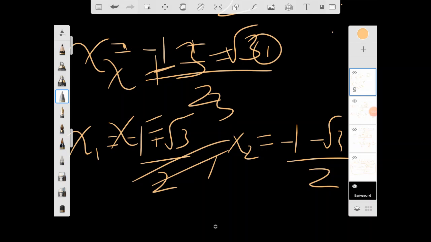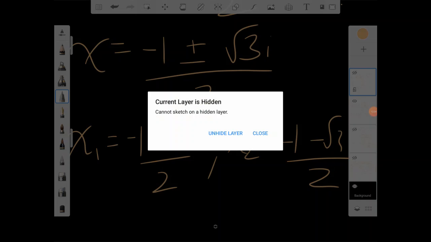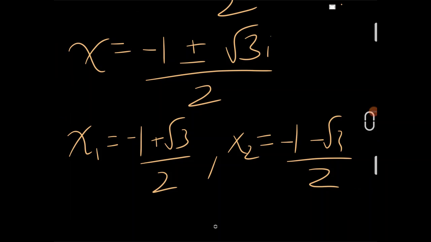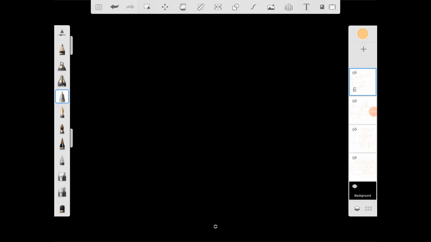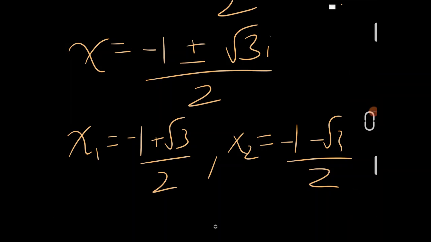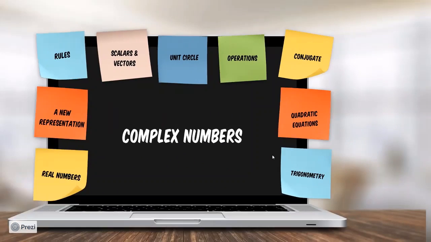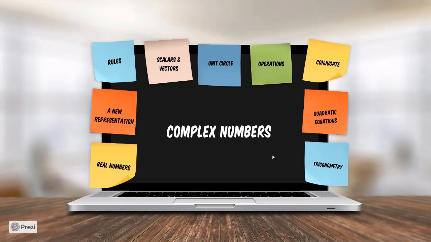So I hope you are clear in using this quadratic formula to find the roots. I know the formula is a little long, but if you practice the questions, you will be able to understand it and remember it. I hope you have understood quadratic equations and how we can use imaginary numbers in that.